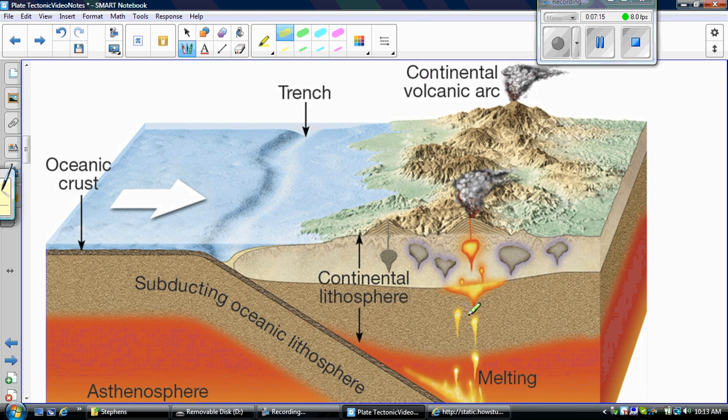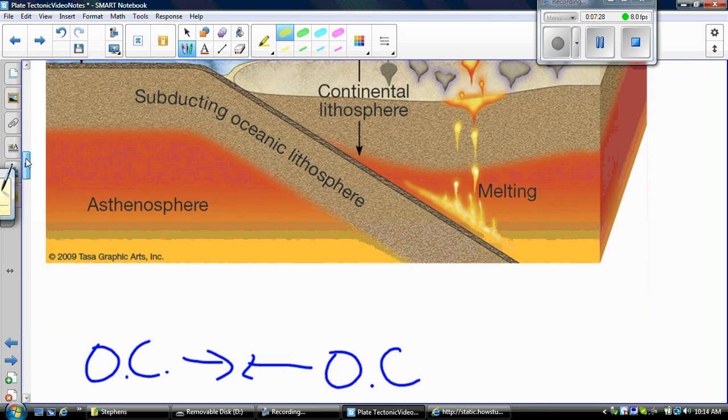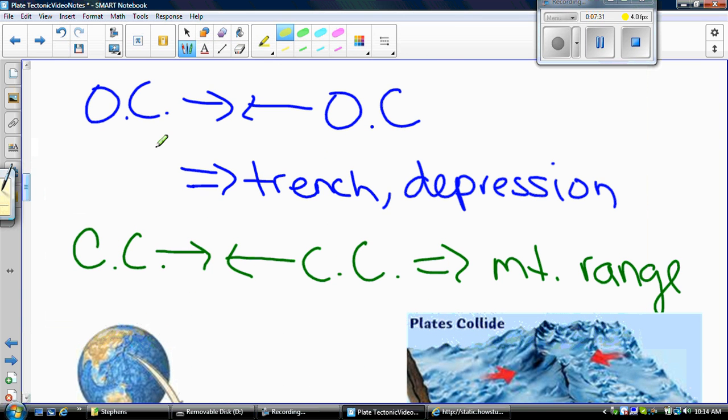Then on the continent, look, we've got our crust, and our oceanic plate is put under a lot of temperature and pressure and melts, turns into magma, and creates those volcanic mountains. So that's what happens when oceanic and continental plates collide. Now, when just oceanic and oceanic plates collide, a trench or a depression will form, simply because both the oceanic plates are dense and heavy, so they're both going to hit each other and sink below each other, and that's going to create that trench.